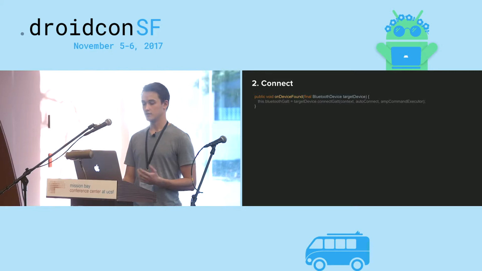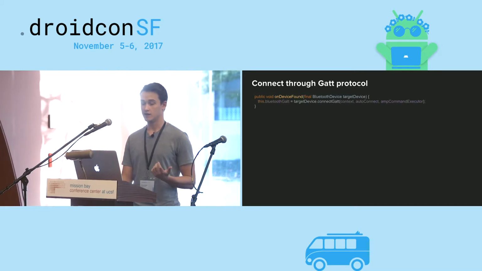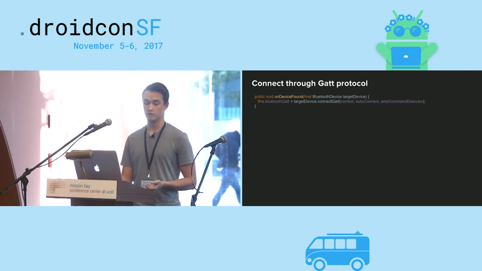And connection is super easy. We just take that target device and call the connect GATT method. And GATT is the official name for the low energy Bluetooth protocol.